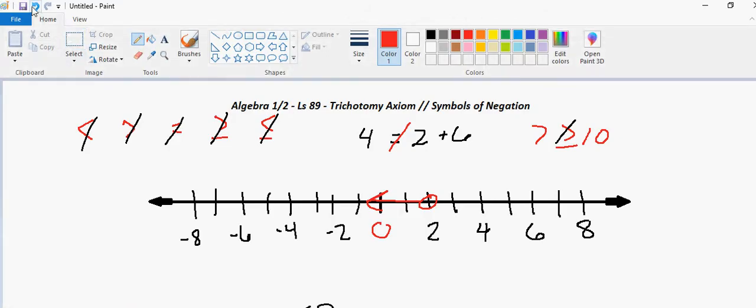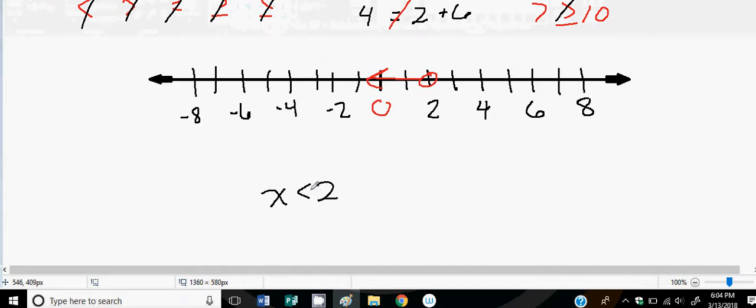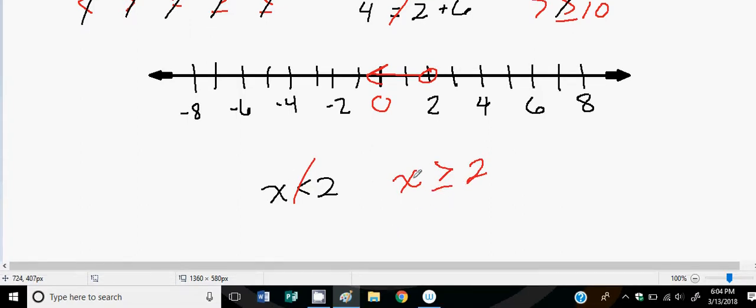Am I good? Now, we have to make it so it's not this. Let's try negating it, which means it's the exact opposite. What's the exact opposite of less than? Well, it's greater than or equal to. Those are the opposites to each other.